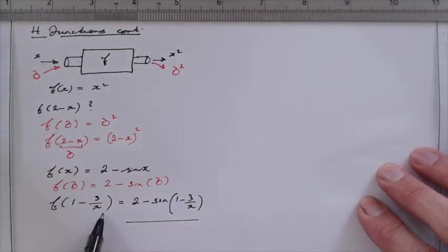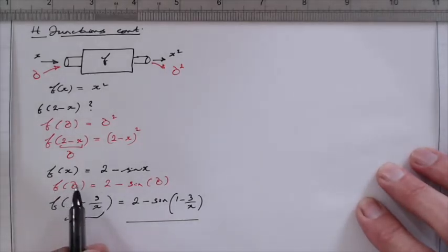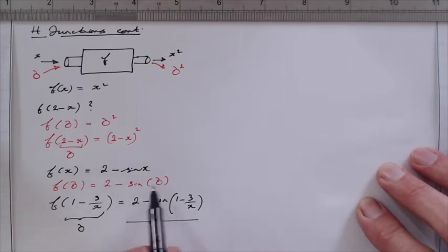Okay, so in this case, for example, just regarding 1 minus 3 over x as that apple symbol, we know how to write f of apple, as it were, down in terms of that apple symbol, and we just substitute this expression for the apple. Quite straightforward.